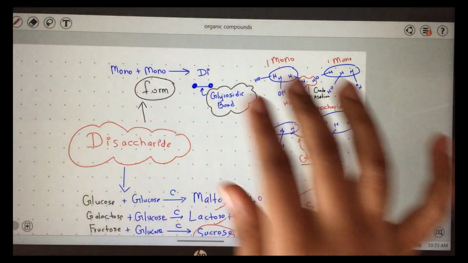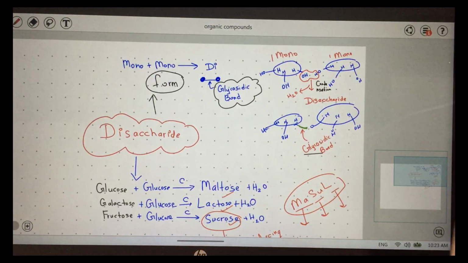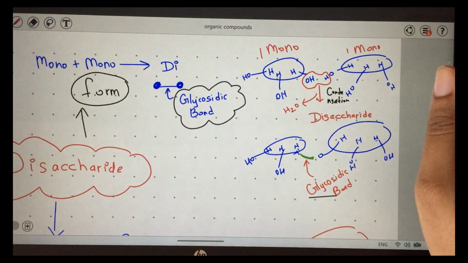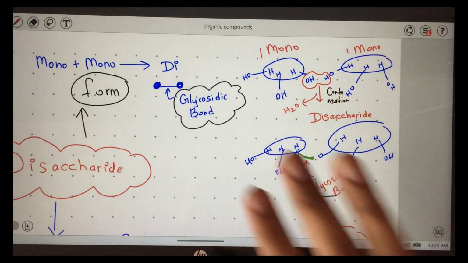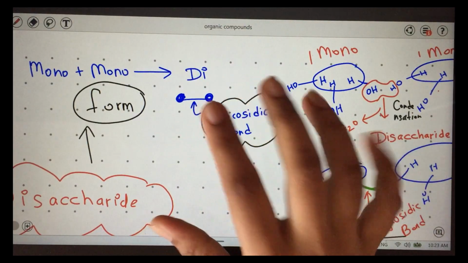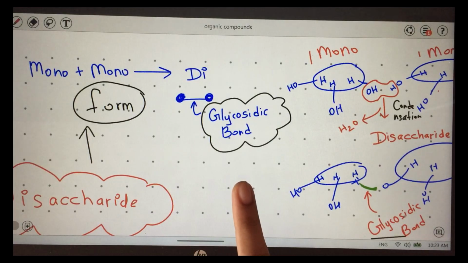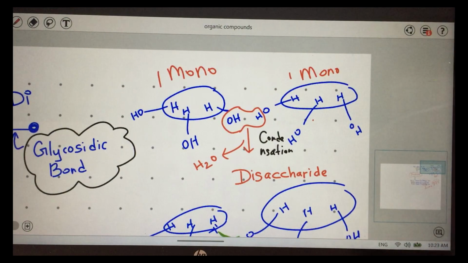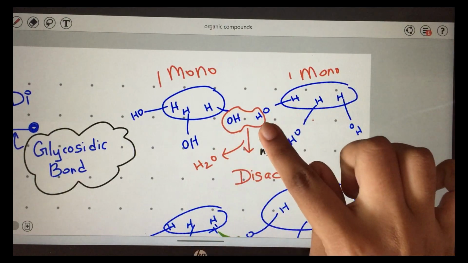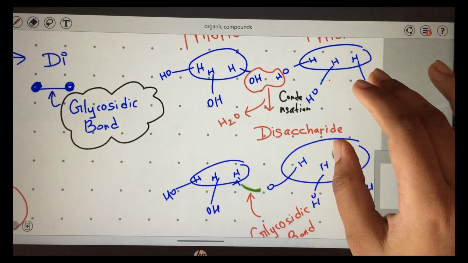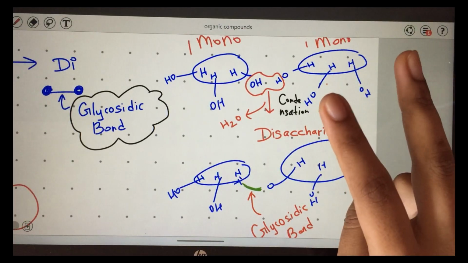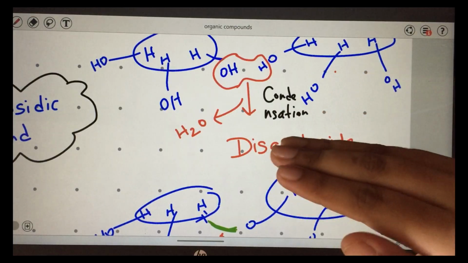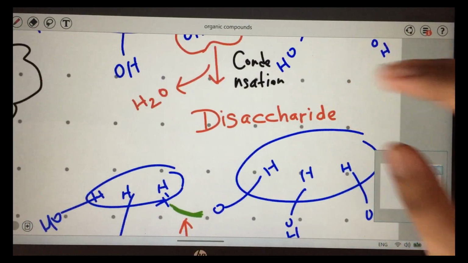Now see, disaccharides, what you have to remember is how a disaccharide is formed. When a monosaccharide binds with a monosaccharide, a disaccharide is formed. And what is the bond between the two monosaccharides that forms the disaccharide? Glycosidic bond. Now you have to know how that glycosidic bond is formed. The OH group of one monosaccharide binds with the hydrogen of the other monosaccharide. Only two monosaccharides are involved in this process and they undergo condensation. What is the meaning of condensation? Water is removed and we result in a disaccharide.